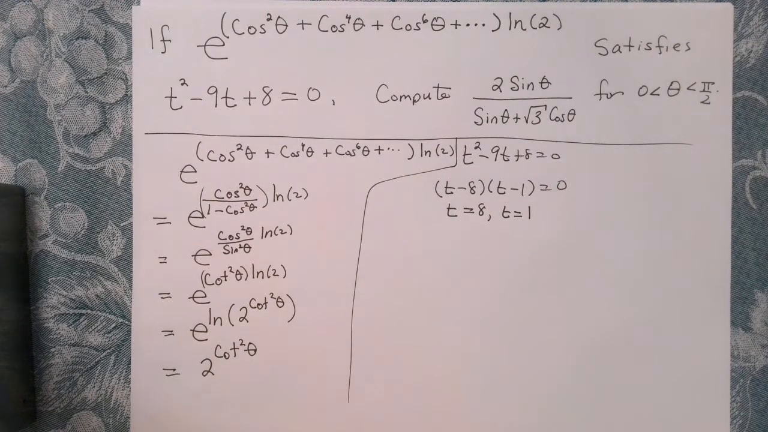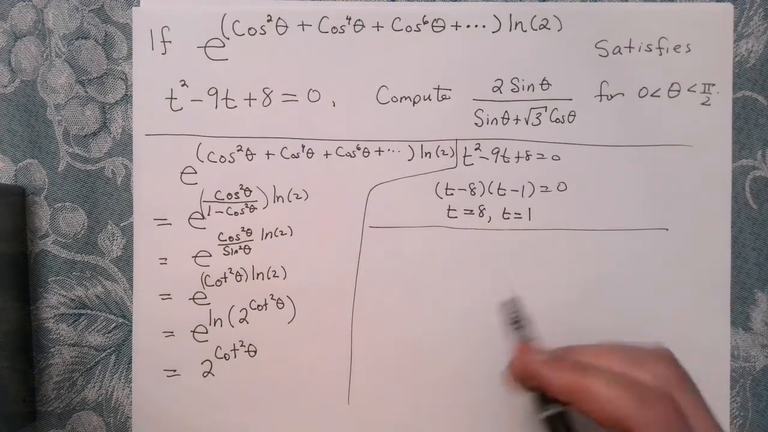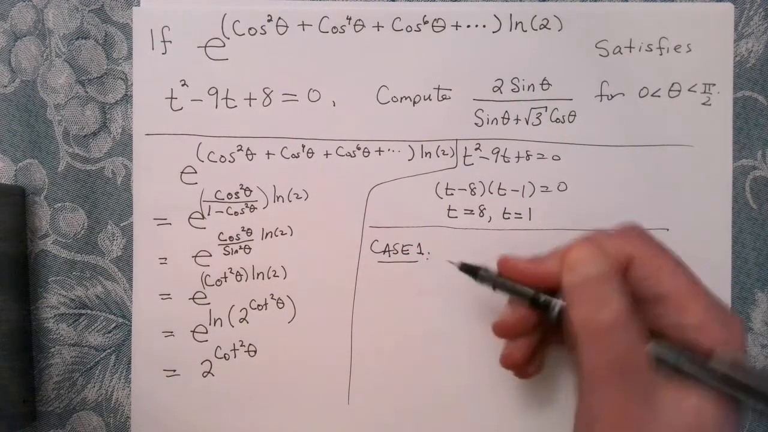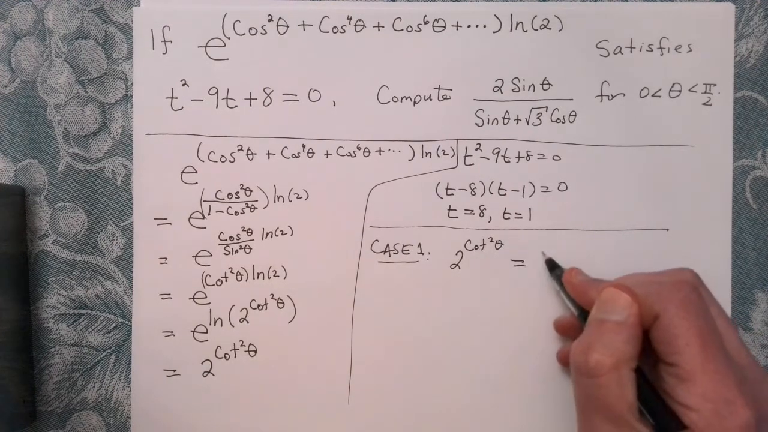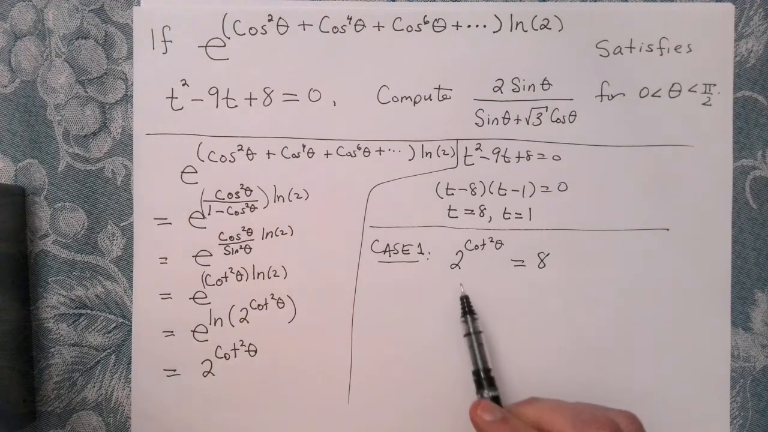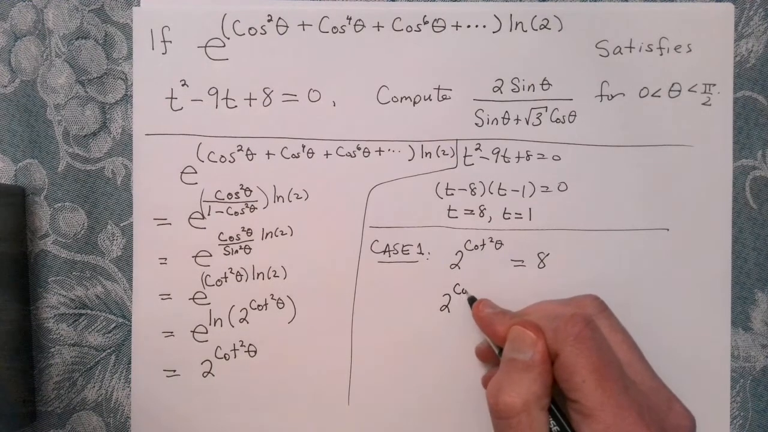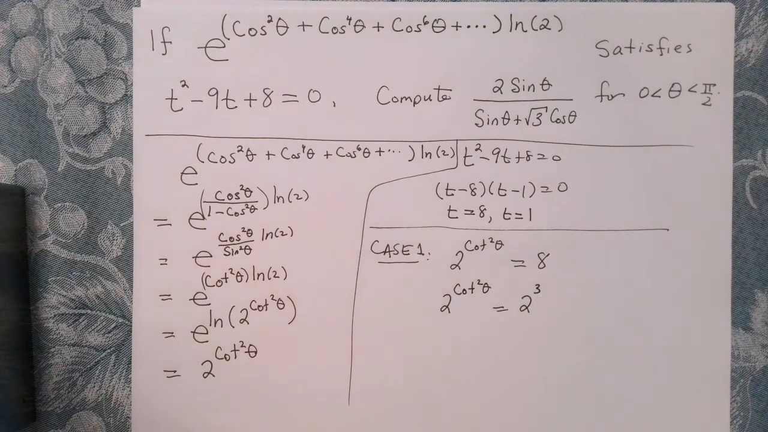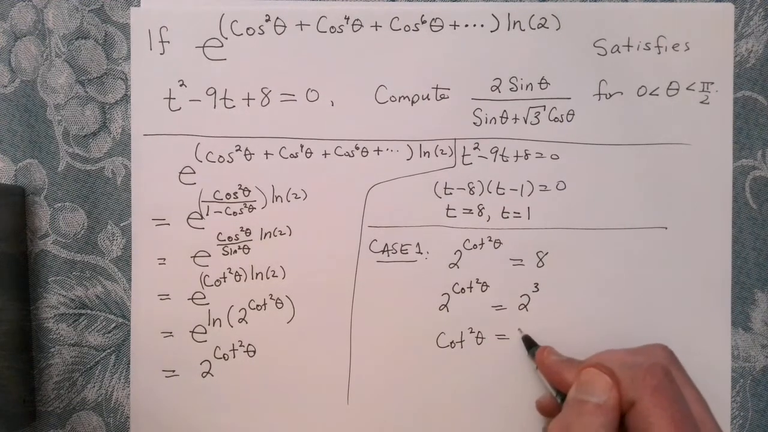Okay, so the first thing I want to look at is this equals this. So we're going to split this into a couple subcases. So maybe case 1, let's say we've got 2 to the cotangent squared of theta equals 8. Well, both of these could be expressed in terms of base 2. So that's 2 to the cotangent squared of theta equals 2 cubed. And so we can equate the exponents. So cotangent squared of theta is exactly 3.